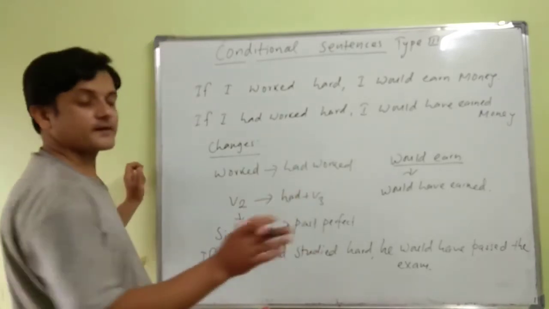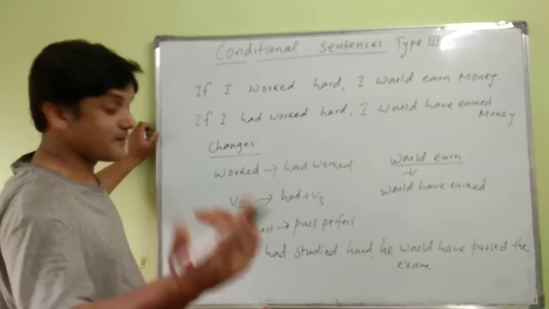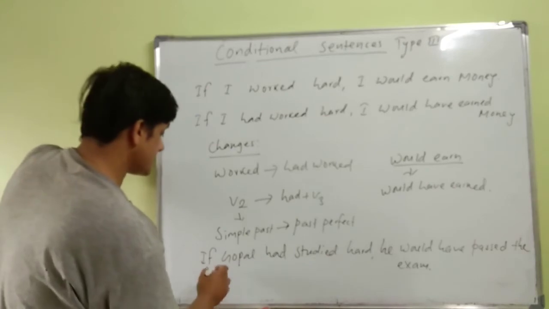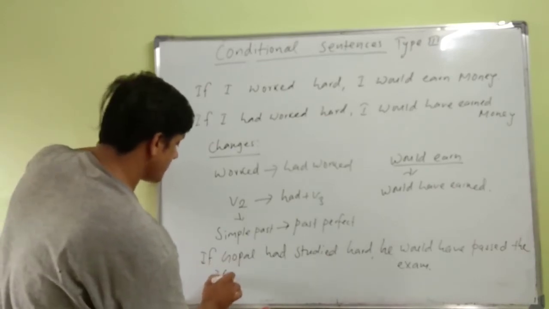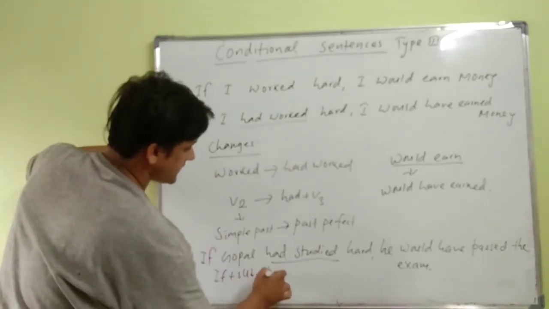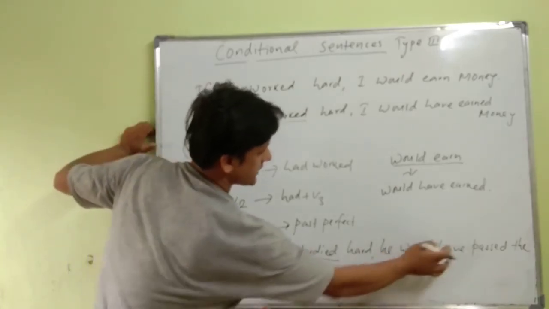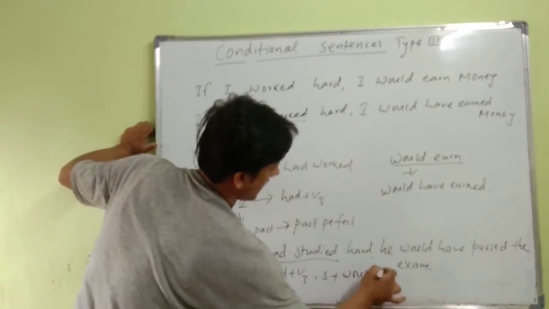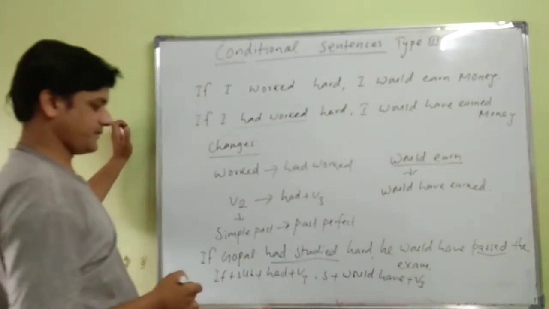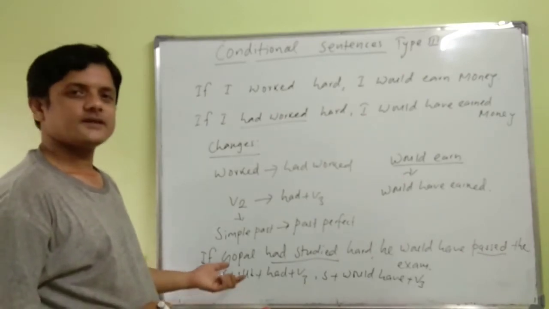Alright, so let's make the structure for this one. To make structures, you are habituated with how we can generalize it, right? So the common thing we see here is if plus subject plus had plus verb 3. In the main clause, subject plus would have is common, and after would have there is verb 3. So this is the structure of conditional sentence type 3.